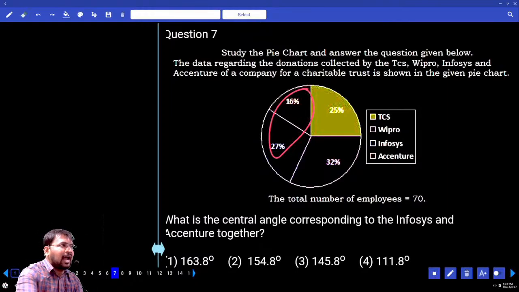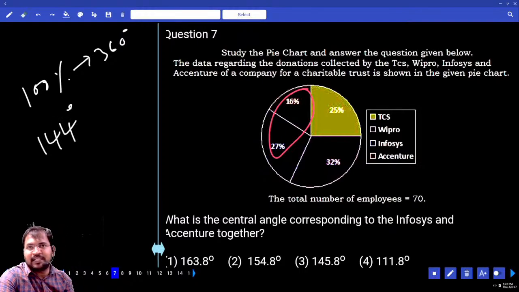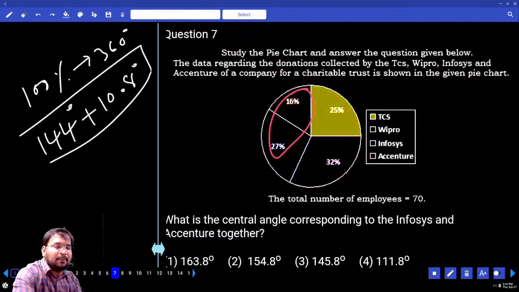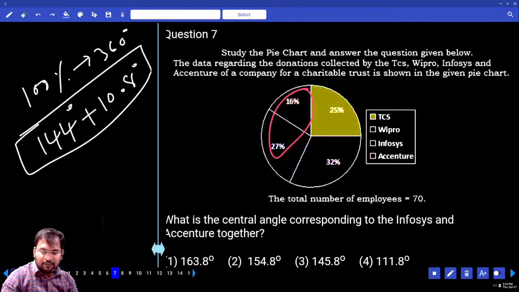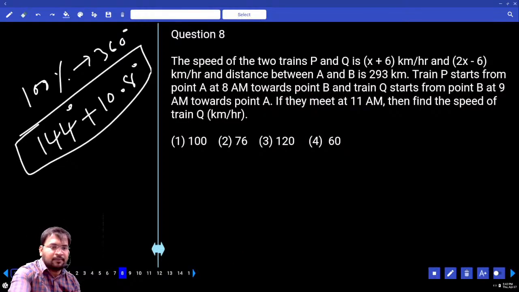43%. We know very well 100% is 360 degrees. 40% is nothing but 144 degrees, since 10% is 36. 3% is nothing but 10.8 degrees, since 1% is 3.6. Together it is 154.8. Your answer is 154.8. So together is 43%, 100% is 360 degrees, then 43% is how many degrees? Next.